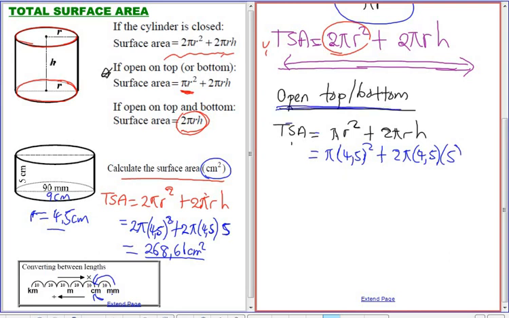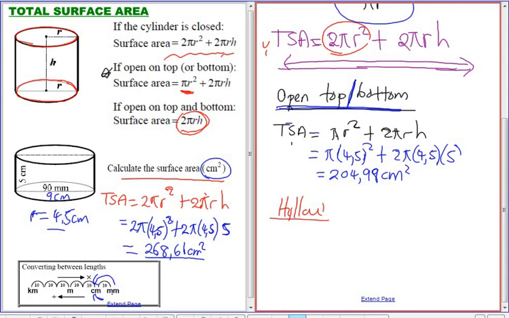So if it's open, if one circle is not there, so it's either open on top or maybe the bottom, this is how you will get it. I have 204.99 square centimeters. And lastly, just to make sure that you understand, what if it is hollow, completely hollow?